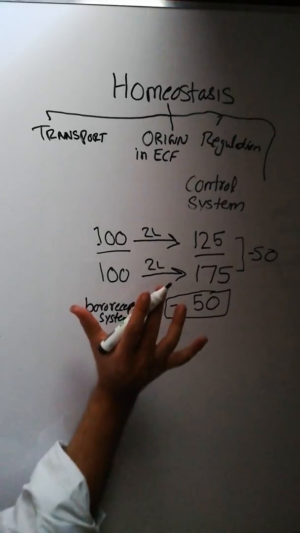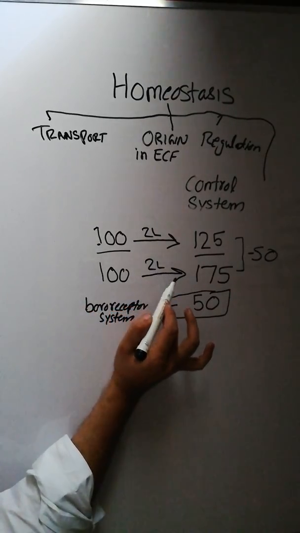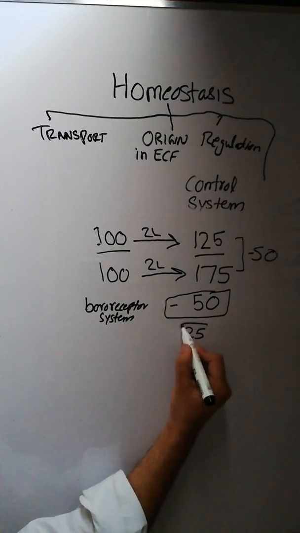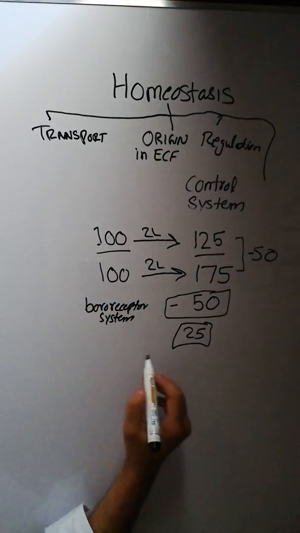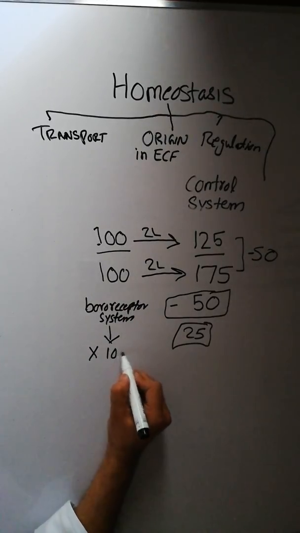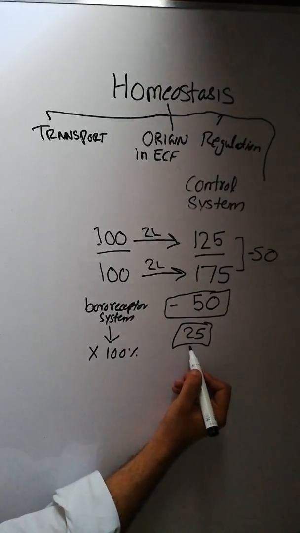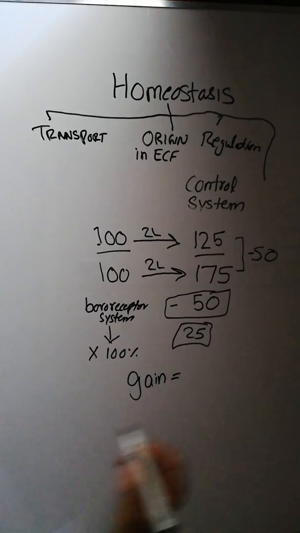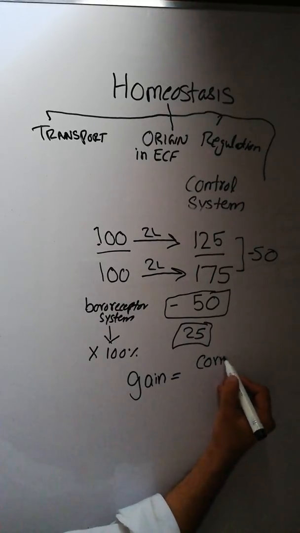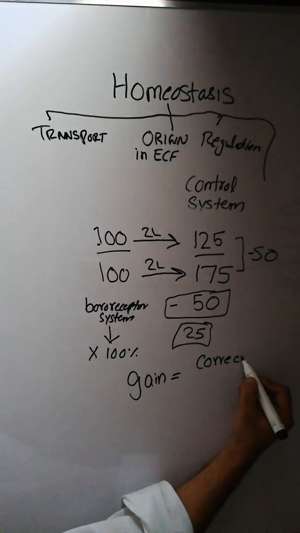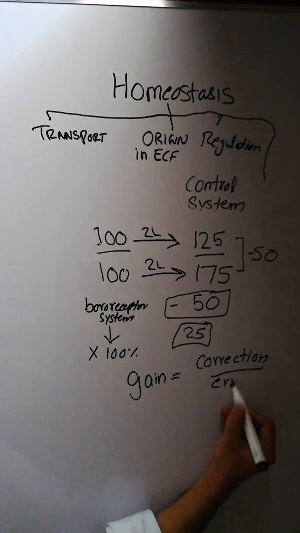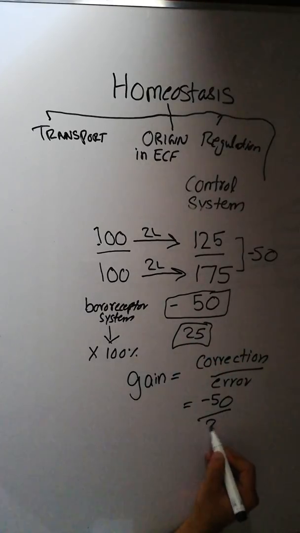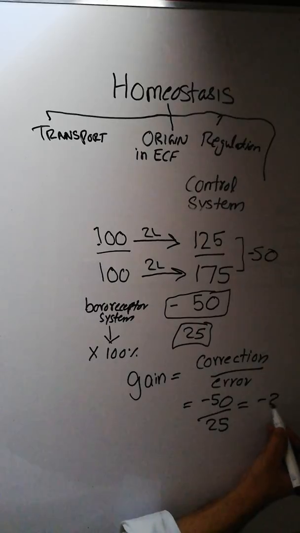It is effective in decreasing the impact of this stimulus on the blood pressure. But you see, there is still a change of 25. A change of 25 is still occurring here because it is not 100% correct. This system is not 100% correct. So a change of 25 is still occurring. To determine the gain, or to see how effective the system is, we will put it in a formula known as gain, or correction divided by error. Here we see the correction was minus 50, but the error was 25. So it gives us the answer of minus 2.